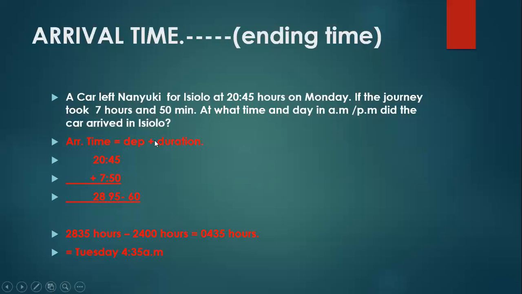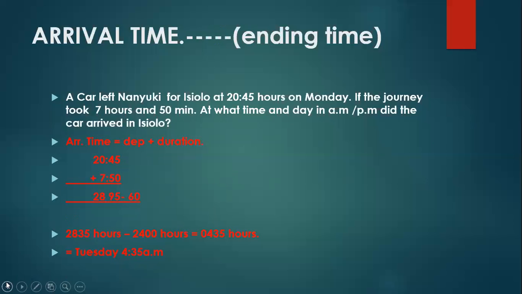That is our first example. But make sure when you are adding here, you are able to establish that if your answer is more than 24, it means now you have moved to the next day. You are not talking about Monday now. You are now moving to the next day, which is Tuesday. So Tuesday, 4:35 a.m. is our arrival time.